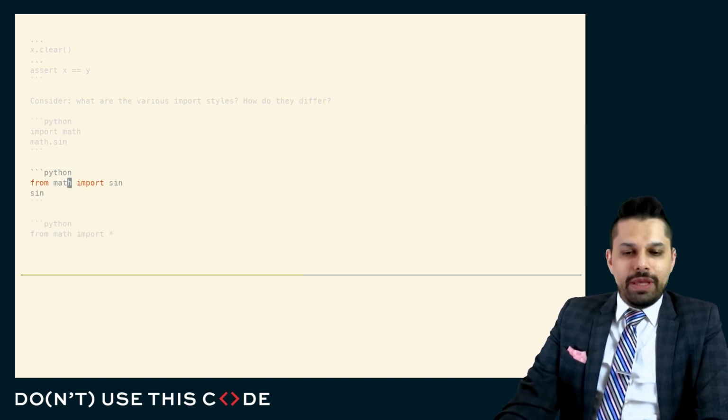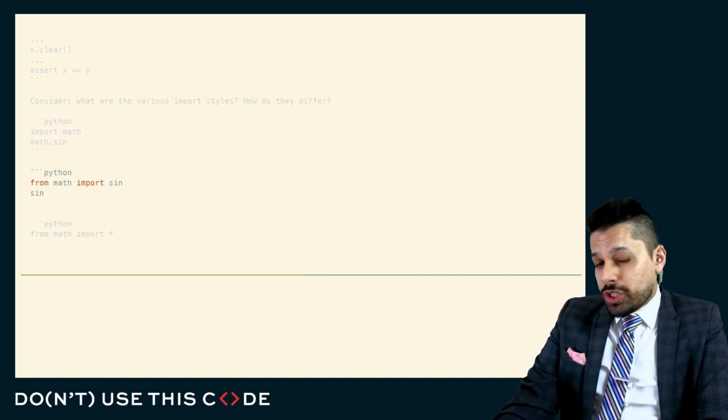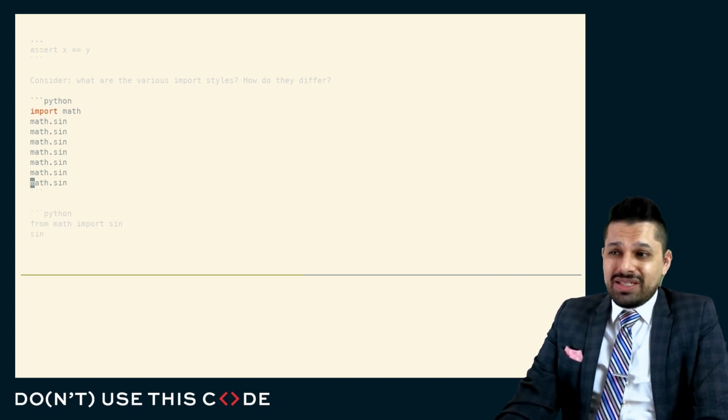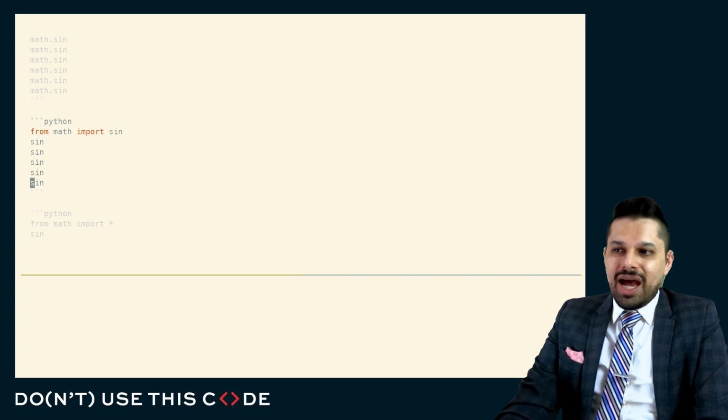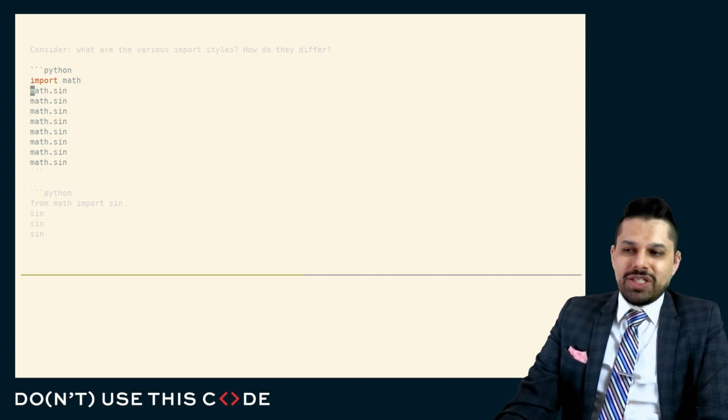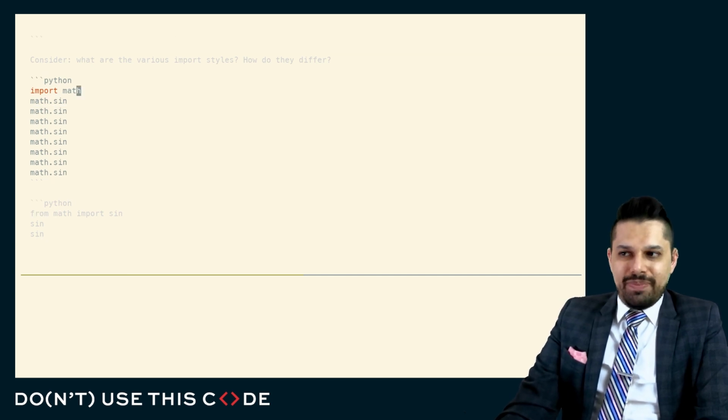I can say from math import sign. And the decision between which I might use may come down to how much typing I want to do. Do I want to write math.sign a bunch of times, or do I want to write sign a bunch of times? You can think of the number of times you write this element and the number of times you write this element as giving you a sense of where the bulk of the typing is.